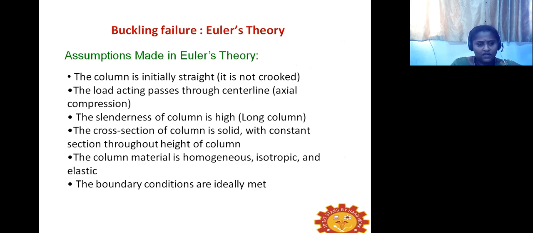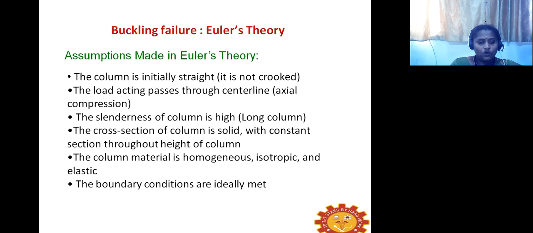Assumption number 1 is the column is initially straight. Initially the column is straight. It is not crooked. The load is acting through the center line, exactly through the center of the surface at plan. That kind of action we call axial compression. First assumption is the column is initially straight. Before the loading, that is what we call the column is initially straight.